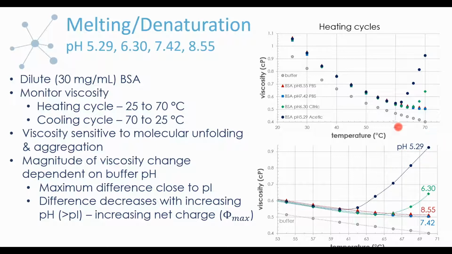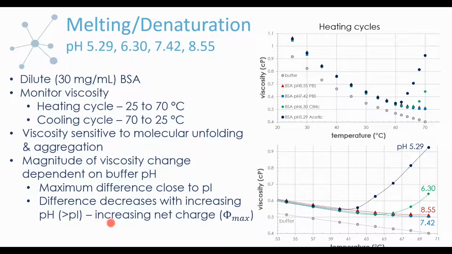if we start here with the pH 5, so this is very close to the non-charged state or the isoelectric point, and we increase the pH, or essentially increase the charge and then increase this repulsive stabilizing barrier, we can see that the variation that occurs, the magnitude of viscosity change, decreases as we increase pH.